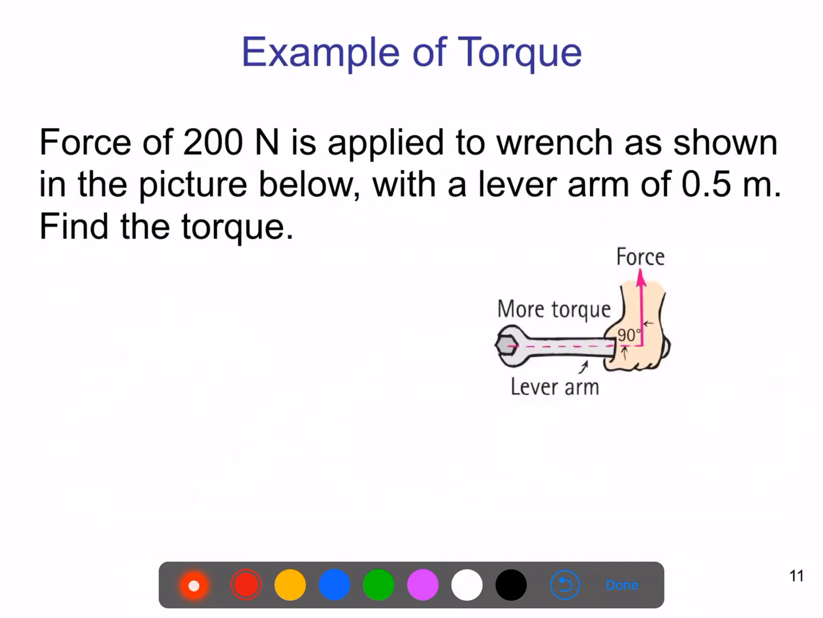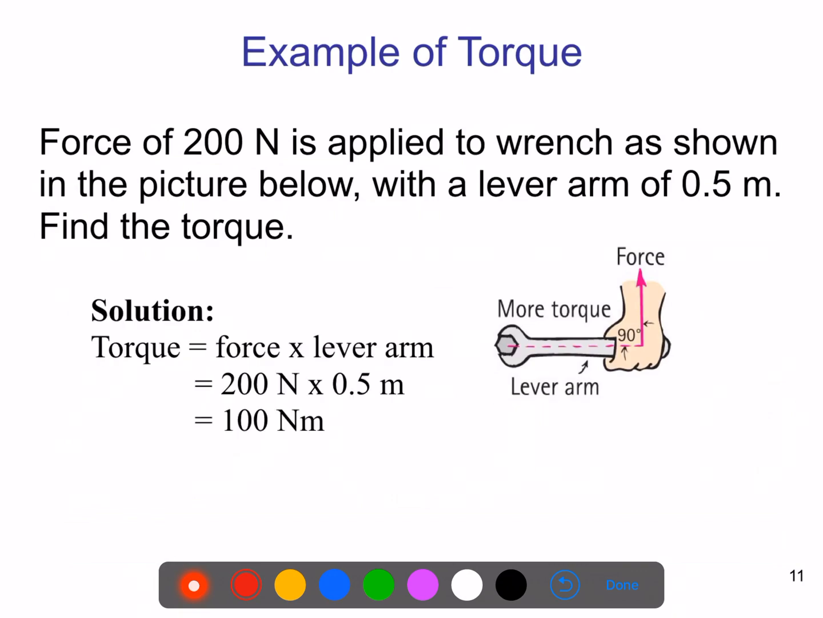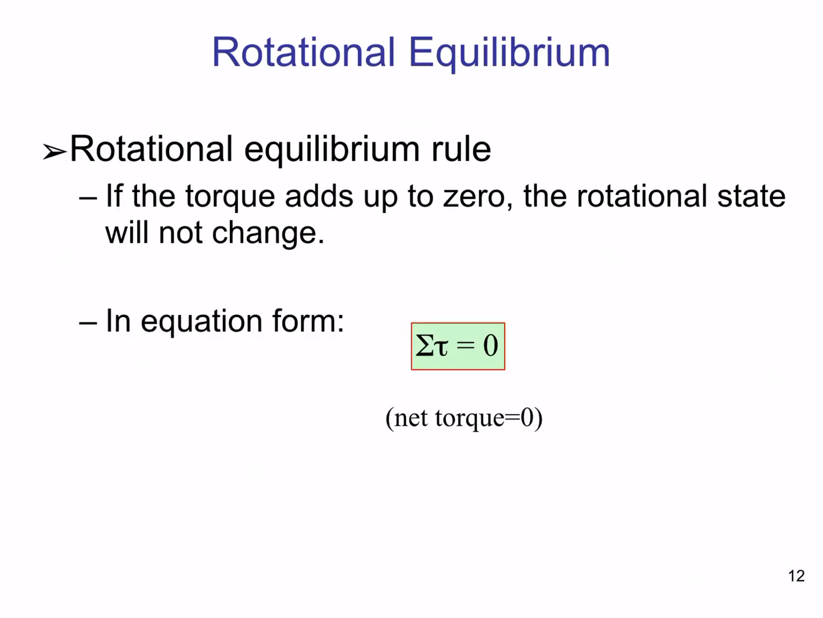Okay. And then we did a quick example where we took the case that you were applying the force at a 90-degree angle, or perpendicular to the lever arm, and that force was equal to 200 newtons, and the lever arm was half a meter. And when we found the torque, we decided that it was 100 newton meters.